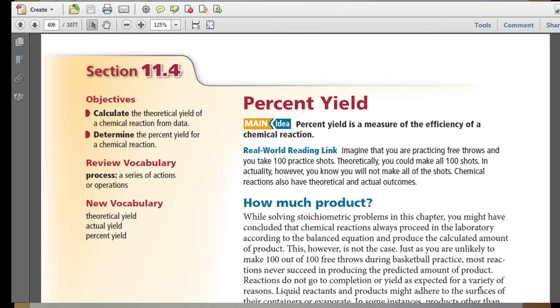Section 11.4, percent yield. The objectives of this lesson are to calculate the theoretical yield of a chemical reaction from data and determine the percent yield from a chemical reaction. Some vocabulary to review will be a process, and some new vocabulary you'll come across is theoretical yield, actual yield, and percent yield.